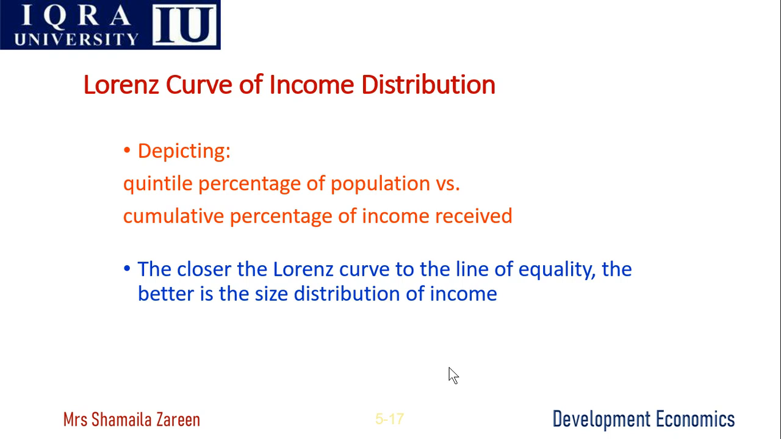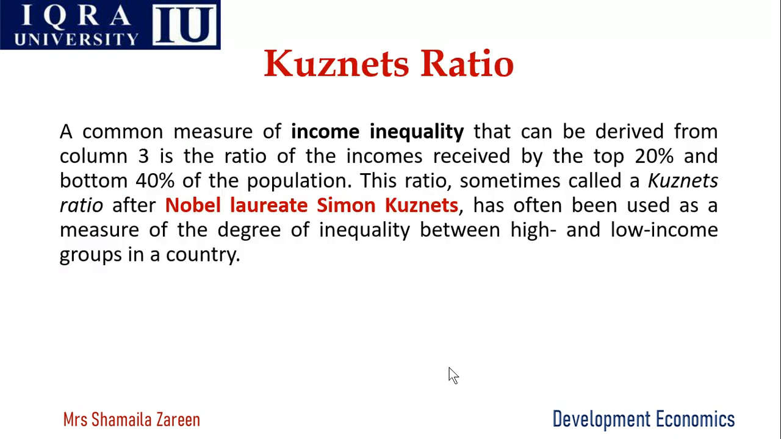So actually, I will show you this through a graph, and that graph will discuss the quintile percentage of the population versus the cumulative percentage of the income received. And after explaining the Lorenz curve, the closer the Lorenz curve is to the line of equality, the better the size distribution of income we will discuss here.